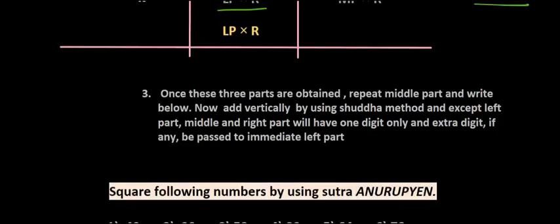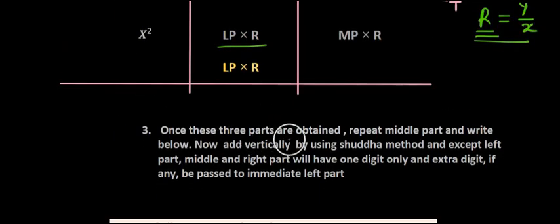Now, the third step is, once these 3 parts are obtained, repeat the middle part and write it below. Yes, we have done it. Once these 3 parts are obtained, x square, that is the left part, LP multiplied by R, that is the middle part, and MP multiplied by R, that is the right part. Once these 3 parts are obtained, repeat the middle part and write it below. See, this is the middle part. We are going to repeat it, and we have written this value exactly below this value.